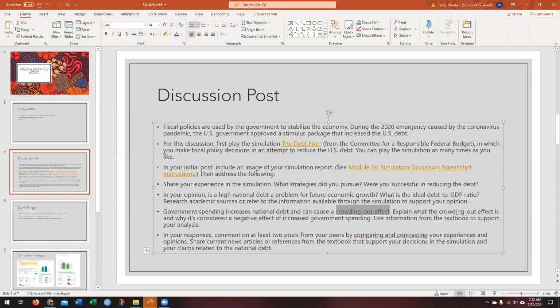What happens with crowding out is it's considered a negative effect of government spending because it can crowd out private industry in some cases. So see if you can find some examples for that.